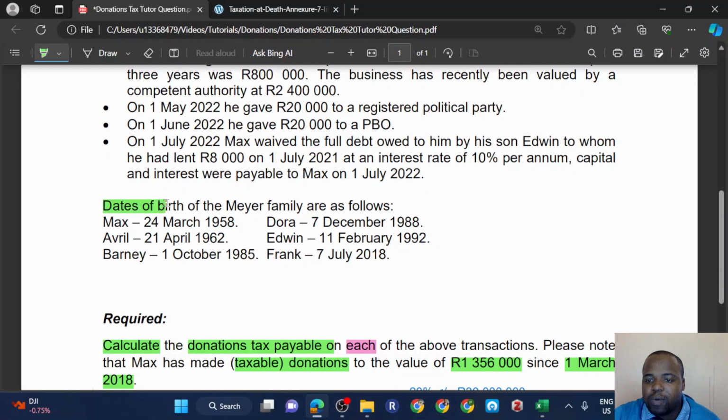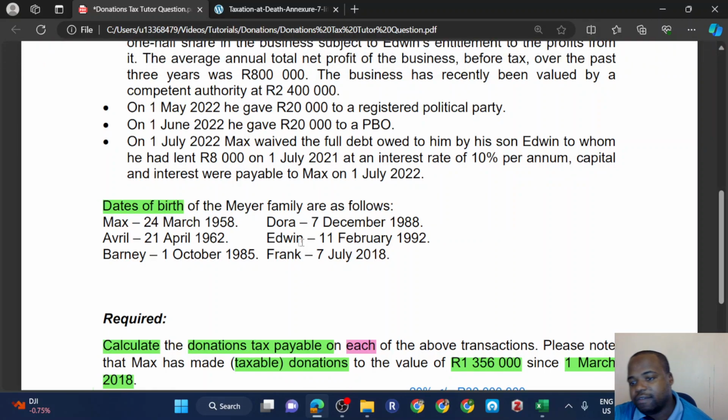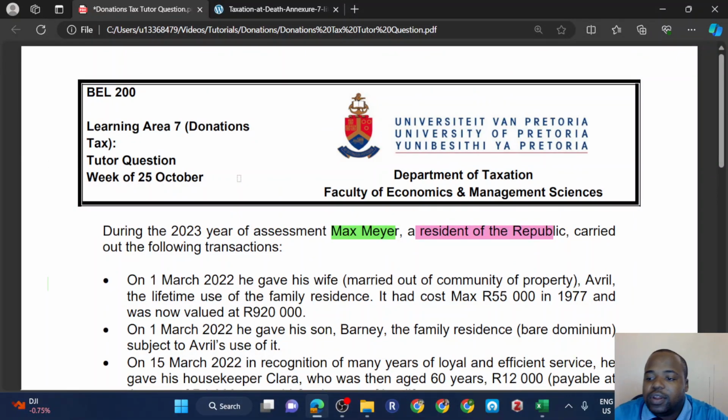But one important thing here is that we are given the dates of birth of the various people affected in this scenario, essentially the members of the Mayer family. We'll take note because for limited interests and annuities, you have to determine the taxpayer's age, but we'll get to what that all entails. For now, at least be mindful that you need to know the taxpayer's age, because when they donate a limited interest, you'll have to compute the present value of the property they are donating. So let's start with bullet point number 1.